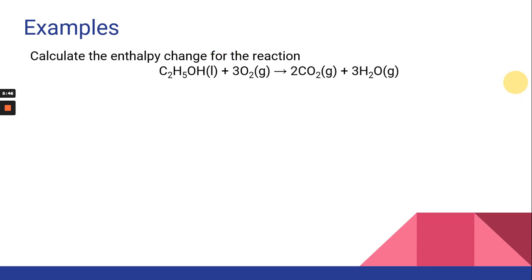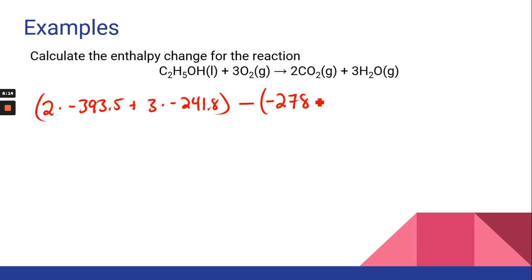Let's look at another example. Everybody's favorite, ethanol, being burned. We have our balanced reaction, so we're going to do our products. 2 carbon dioxides plus 3 waters minus our reactant, ethanol, which is negative 278. And then again, oxygen, element in standard state, it's 0. I'm not even going to include it this time because it doesn't matter. Elements don't matter in this context. So then it's negative 1,234.4 kilojoules per mole.